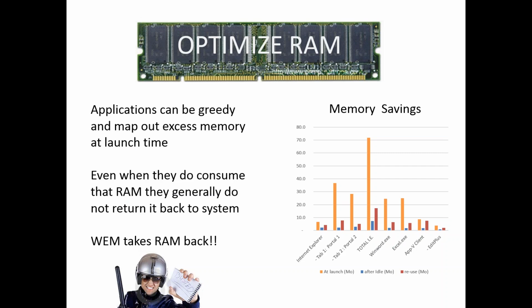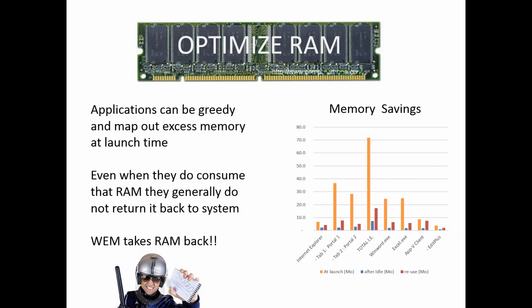The graph here is showing, if you take those first 4 orange bars, those are all just Internet Explorer. When you launch IE, it launches an IE process, and then it launches a process for every tab you have open. The orange bar is what IE asks for when it first launches. So it's going to ask for 100 megs, a gig, 2 gigs. It all depends on the application.